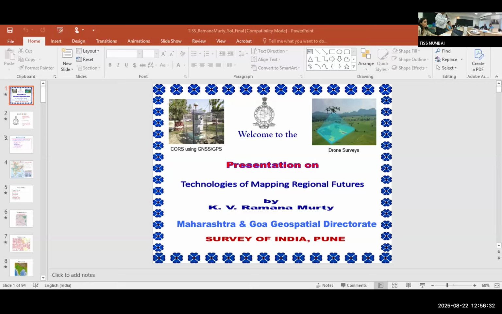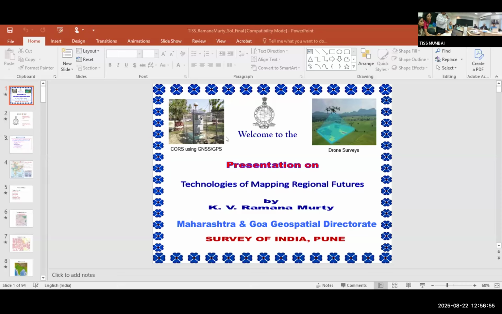So we have switched over to modern technologies. Mainly for mapping, we are using satellite-based GNSS techniques, based on GPS, etc. And in India also, we are going to establish our own GPS in future. That is what we call IRNSS, Indian Regional Navigation Satellite System.